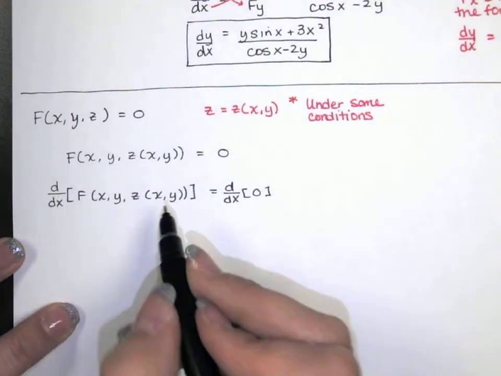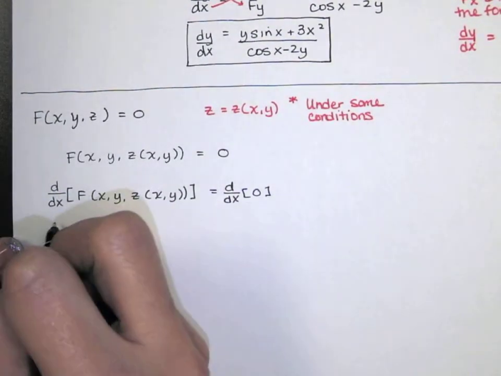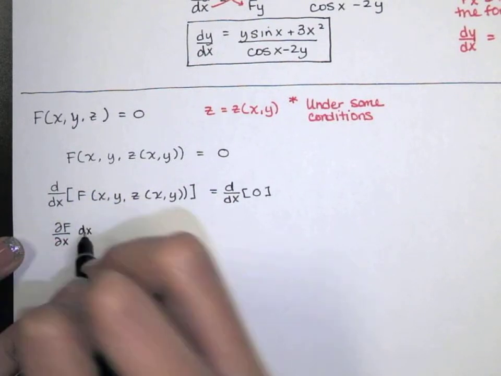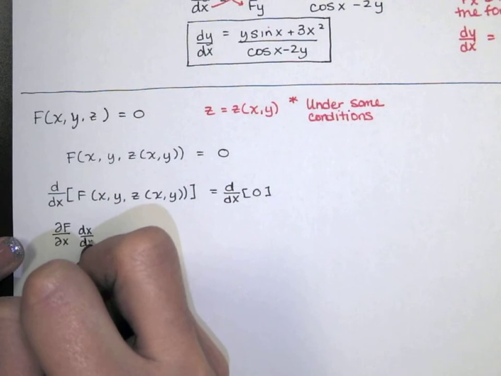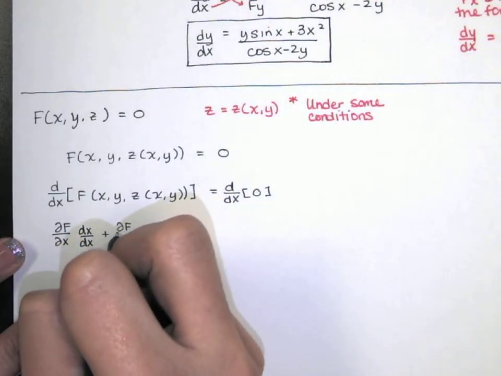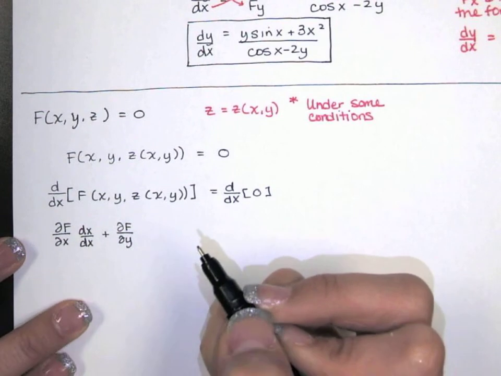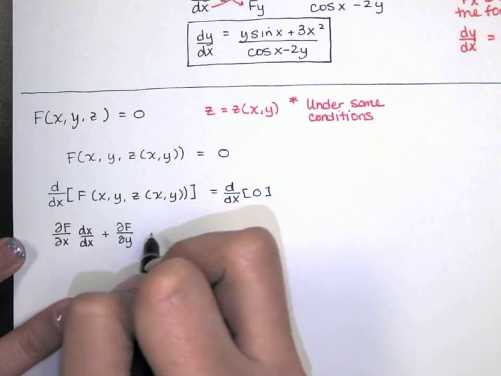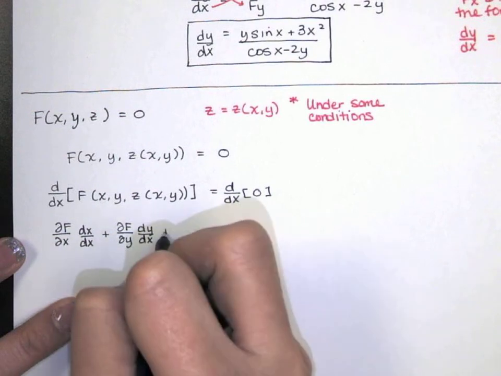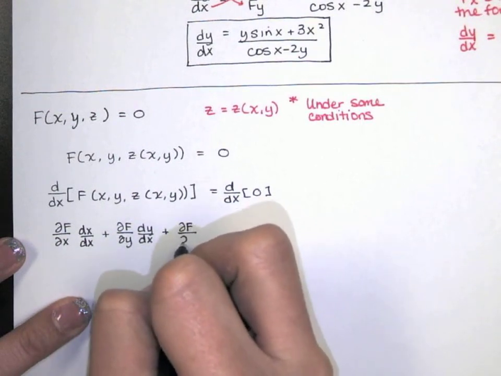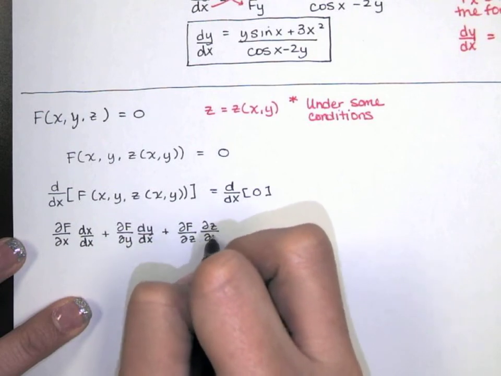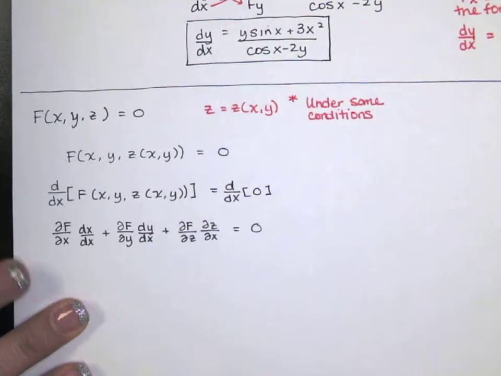Now the derivative of this side with respect to x is the partial of f with respect to x times the derivative of x with respect to x plus the partial of f with respect to y times the derivative of y with respect to x plus the partial of f with respect to z times the partial of z with respect to x. That has to be 0.